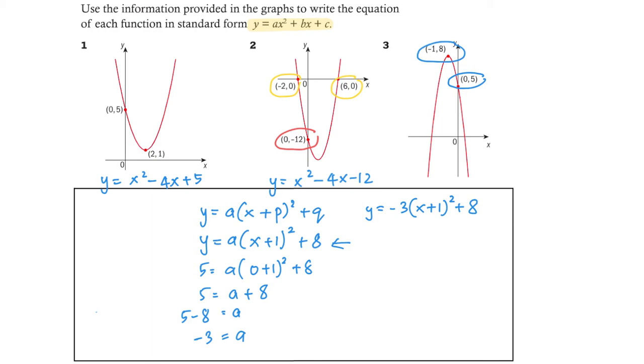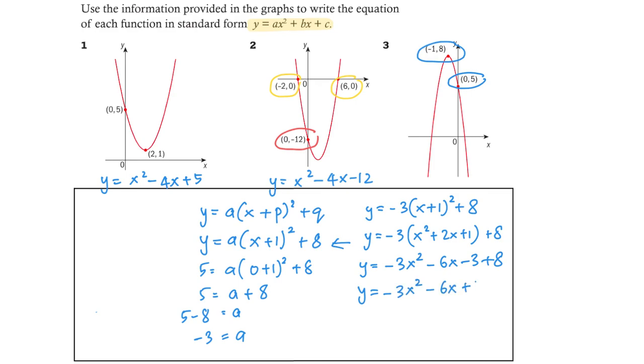Okay, so now next part we are going to expand the value in the bracket. So negative 3 times (x squared plus 2x plus 1), plus 8. And now next we're going to multiply each of them in the bracket with negative 3: negative 3x squared minus 6x minus 3 plus 8. So last part, we simplify the values that we have at the back. Negative 3x squared minus 6x plus 5. This should be the answer for question number 3.